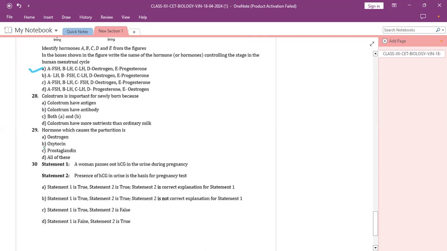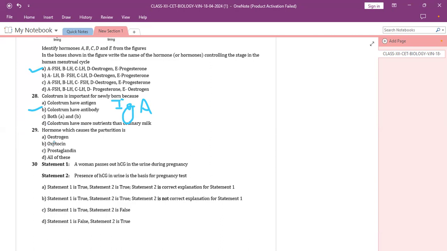28th question. Colostrum is important for newly born babies because A, colostrum has antigen, B, colostrum has antibody, C, both A and B, D, colostrum has more nutrients than ordinary milk. We know very well colostrum contains IgA antibodies. This IgA antibody is rich in colostrum, which is very essential for the development of the newborn baby.